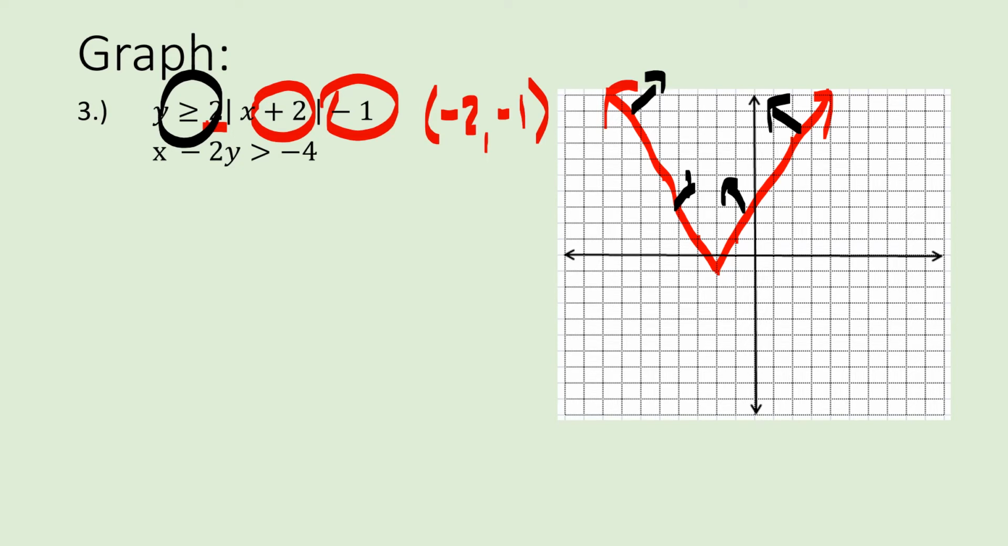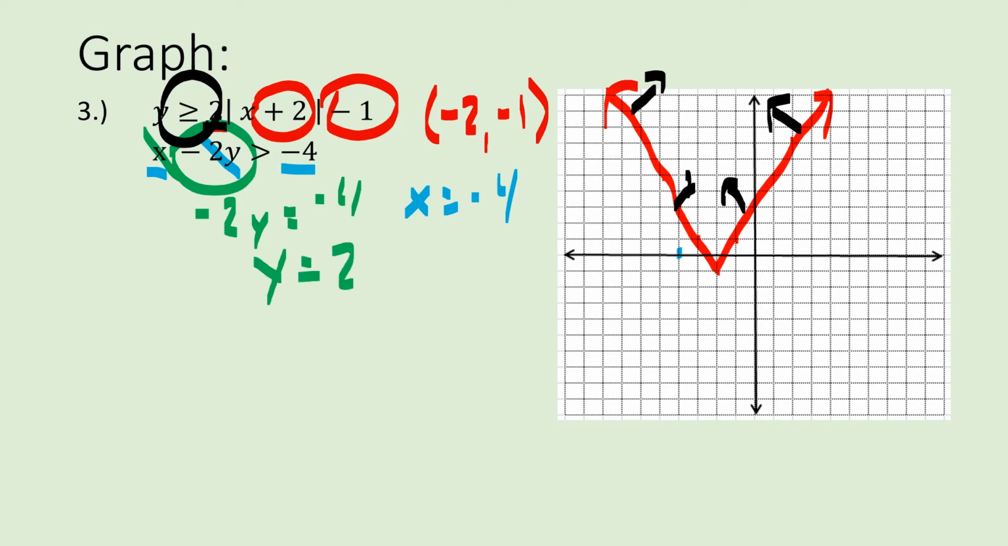The bottom one, we have standard form. Let's use the intercept method. Pretend that y isn't there to get the x-intercept. x equals -4. So we are here. And then same thing for the y, except this time the x isn't there. So it's -2y equals -4. y equals 2.